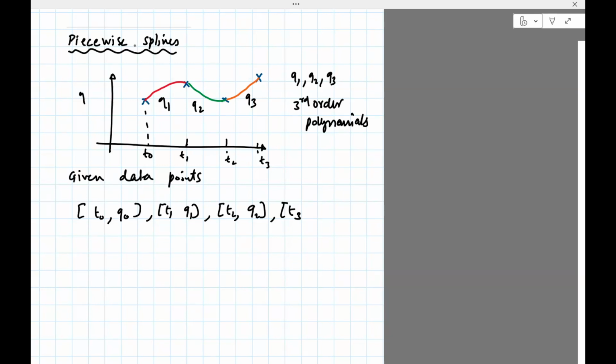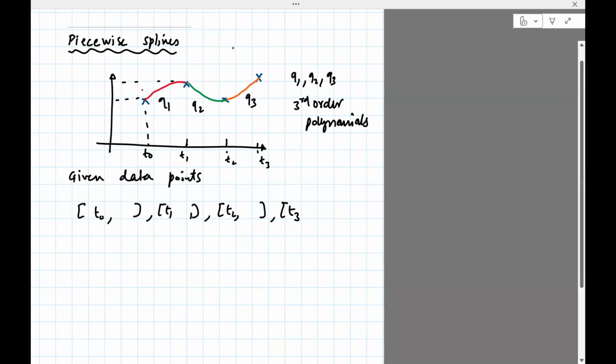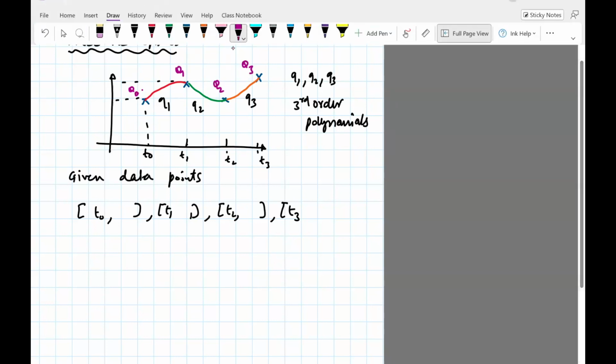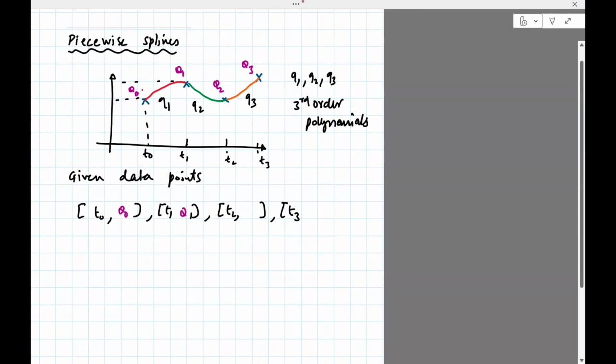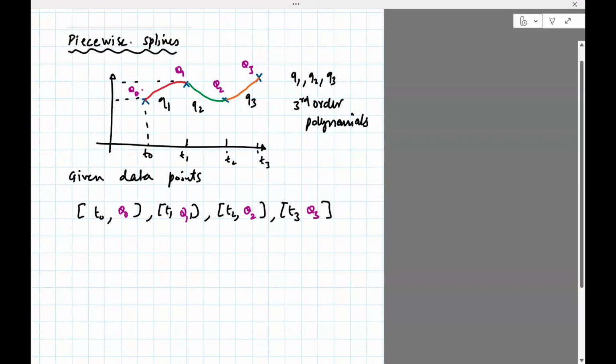Let me change this, this is not a good way. These are just the curves, so I need to give some values to this. Let's call it theta 0, theta 1, theta 2, theta 3. So we're given theta 0. These are numeric values. And the Qs are actually supposed to be the splines. So they are not specific values, but they're curves. So they are third order polynomials.